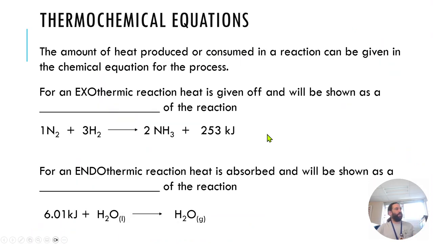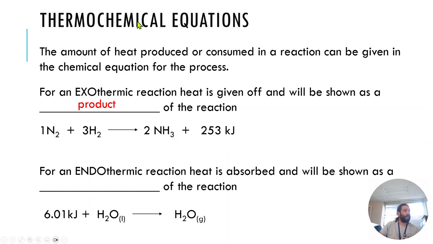Finally, thermochemical equations. A thermochemical equation is just a balanced chemical equation that also gives you the amount of heat either released or required in the process. So for an exothermic reaction, that means heat is being given off. So for exothermic, you will see heat as a product of the reaction. Here is the heat right here on the product side of the equation.